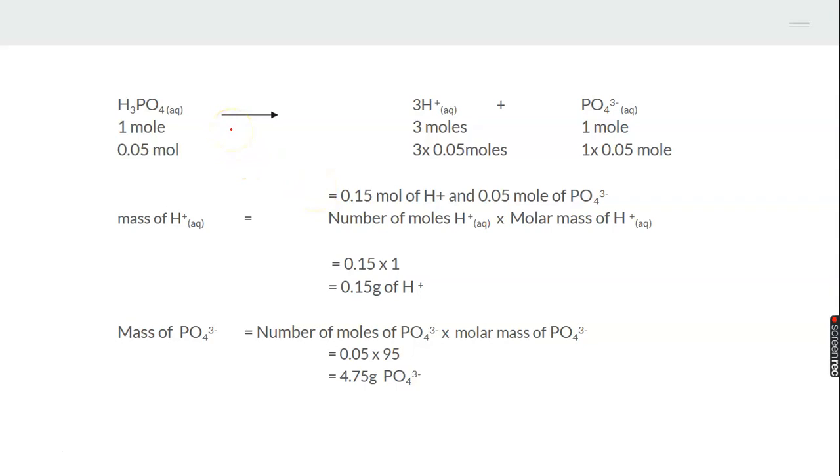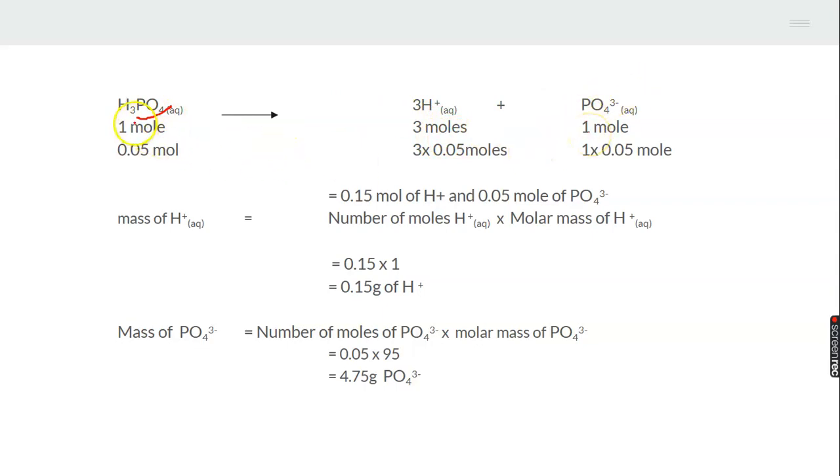This is the first example. When you're talking of hydrogen phosphate here, this is the equation. So it will dissociate to give you what? 3 hydrogen ions, and you have the phosphate ion here too. So from the equation, you can see it's only one, because they are not writing it there, but one mole of this compound will dissociate to give 3 moles of hydrogen ion and 1 mole of phosphate ion.